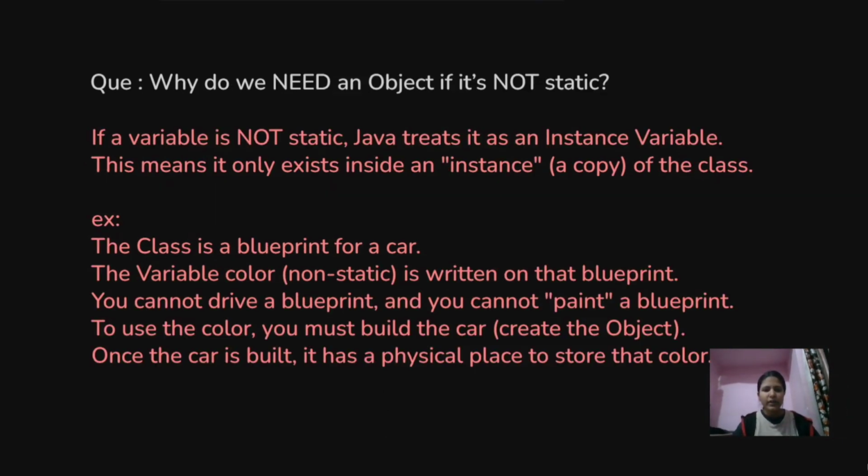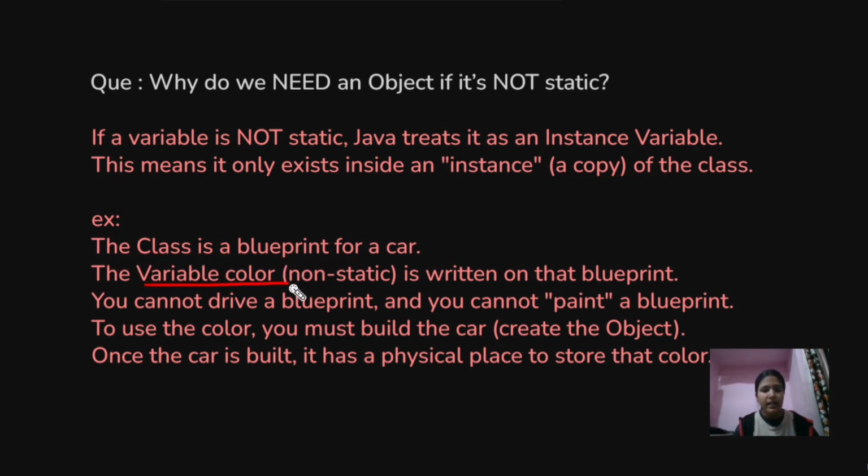Second, why do we need an object if the variable is not static? If a variable is not static, Java treats it as an instance variable. This means it only exists inside an instance, a copy of a class. So when we do not make a variable static, Java understands it belongs to a copy of the class.